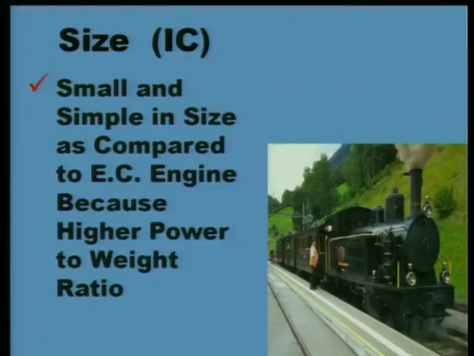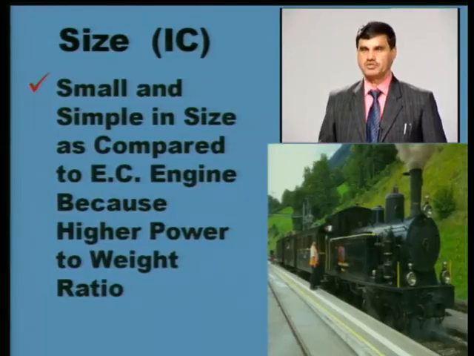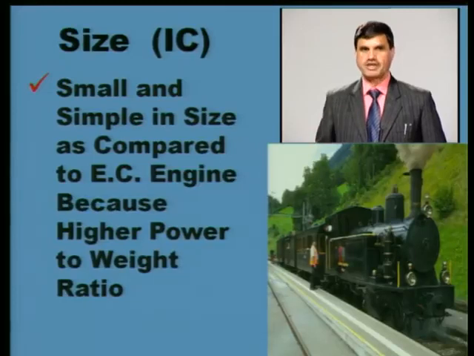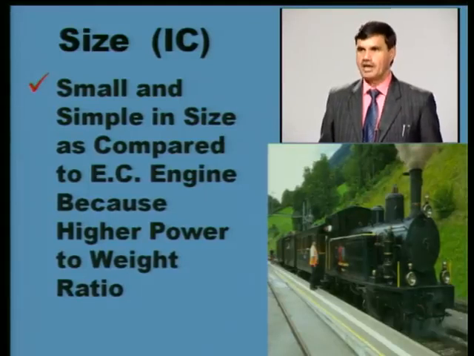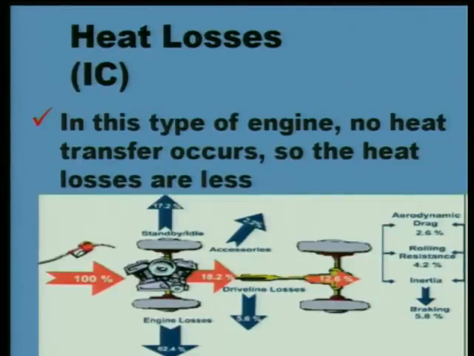If you are comparing for the same power output, the size of the internal combustion engine is smaller as compared to the external combustion engine, and even in terms of power to weight ratio, because that is another measurement of engine performance. Internal combustion engines have a higher power to weight ratio as compared to external combustion engines. Means for the same output, the size of the external combustion engine is large as compared to internal combustion engines. These heat losses are indicated here.